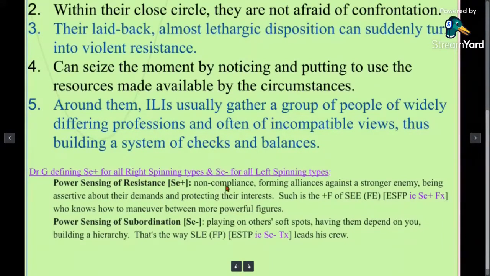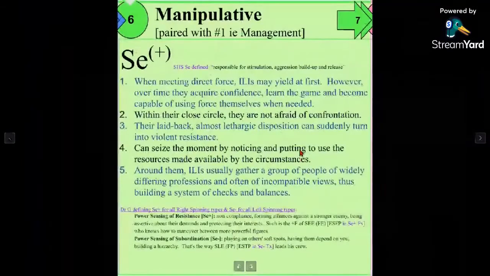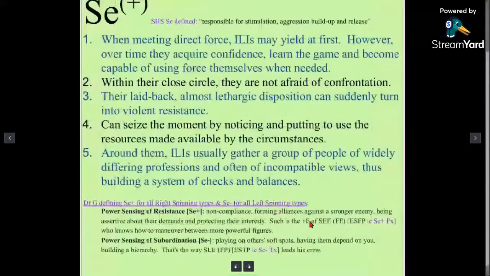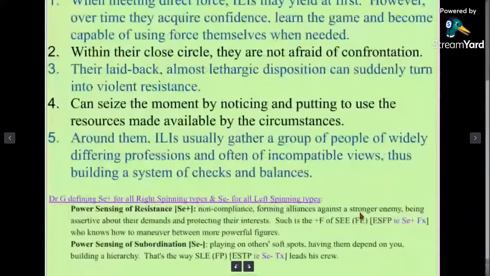He's deducing from this premise, thus building a system of checks and balances. I can sort of see that out of their negativity. Again, that sounds like the way you define SE Plus in terms of the function of ESFP, and I've got them as the politician, building alliances against a strong enemy, gathering people with different compatible views. Again, it's like that's come from that deductive thinker.